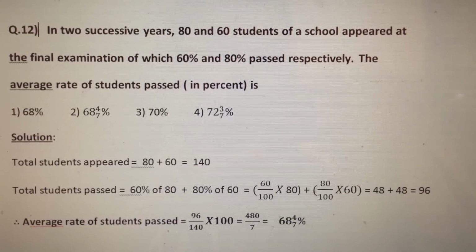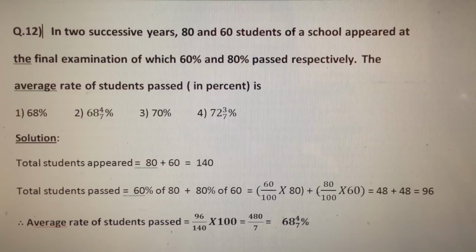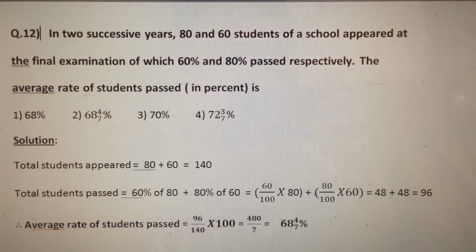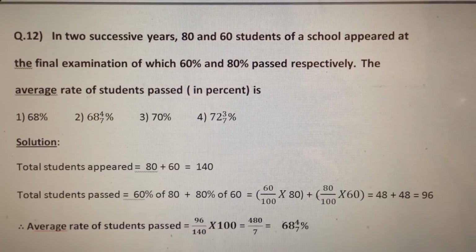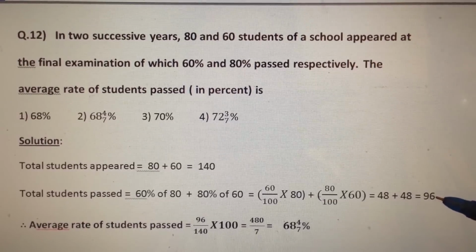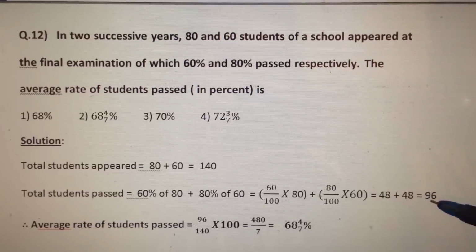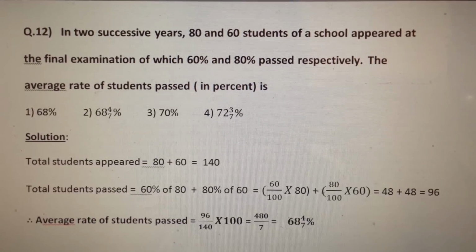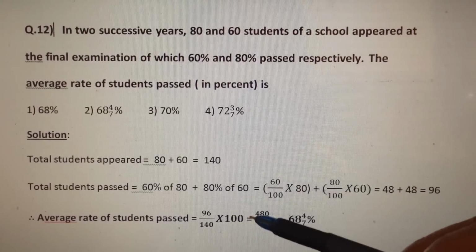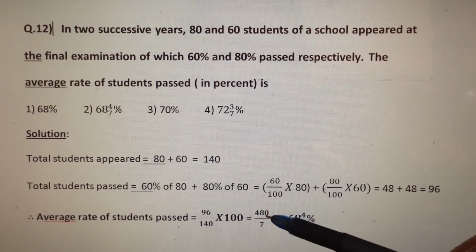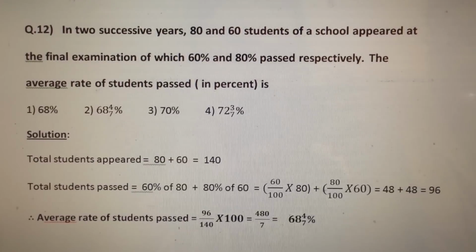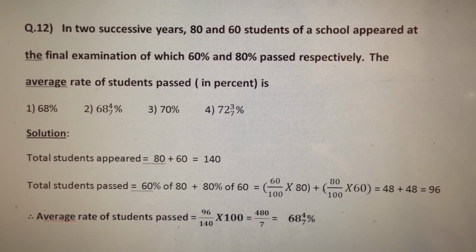Now the number of students passed in the first one is 60% of 80, which is equal to 60 by 100 into 80. In the second examination, 80% of 60 students passed, which is equal to 80 by 100 into 60. On adding these, the total number of students passed is equal to 48 plus 48, which is equal to 96. Now the average rate of students passed is equal to 96 by 140 into 100, which is equal to 480 by 7. On simplification gives 68.4 by 7%. The answer is option number 2.